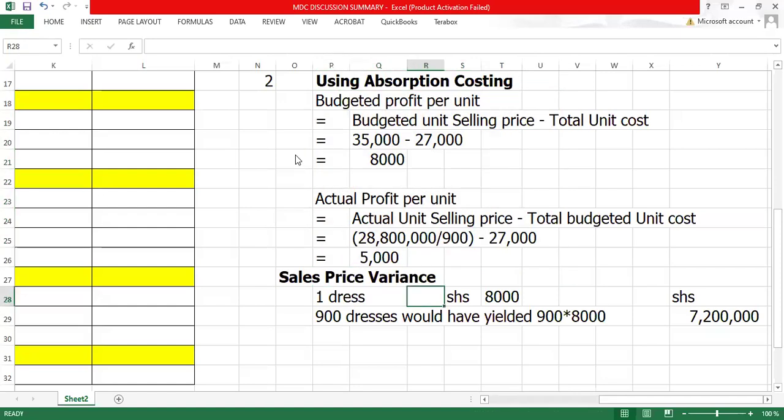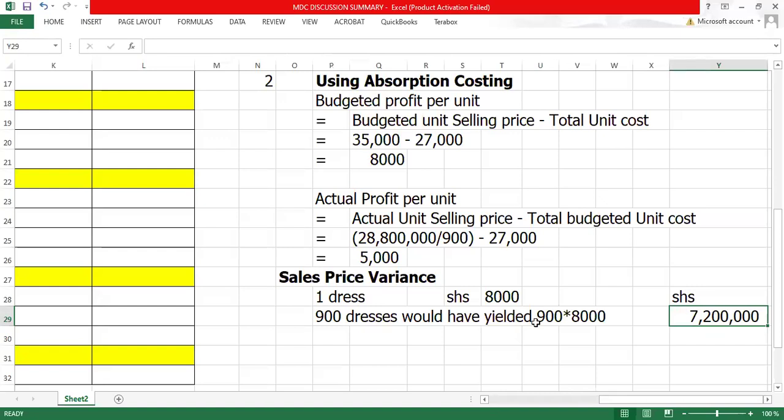Agree, is it now okay? It's now okay. So this is what the company had budgeted to earn on one dress. So they actually made how many dresses? 900. So according to my budget, these 900 dresses would have yielded how much? According to my budget, I expected to earn this.